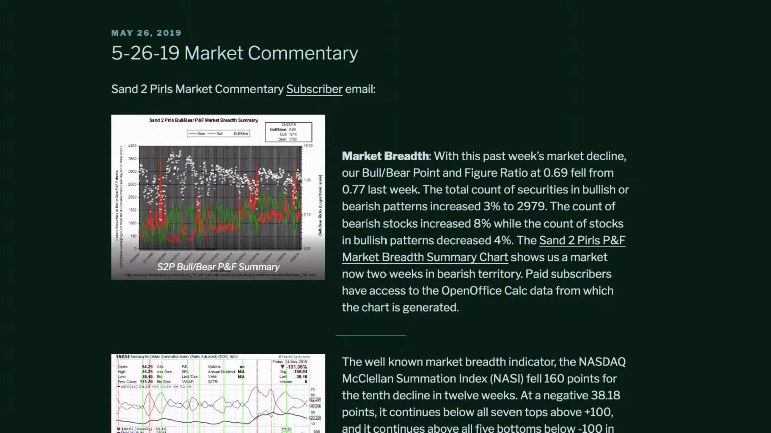2019. Market breadth. With this past week's market decline, our bull-bear point and figure ratio at 0.69 fell from 0.77 last week. The total count of securities in bullish or bearish patterns increased 3% to 2,979. The count of bearish stocks increased 8%, while the count of stocks in bullish patterns decreased 4%. The Pirls P&F market breadth summary chart shows us a market now 2 weeks in bearish territory.